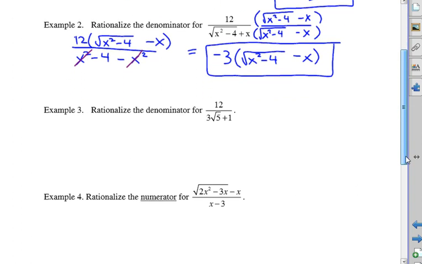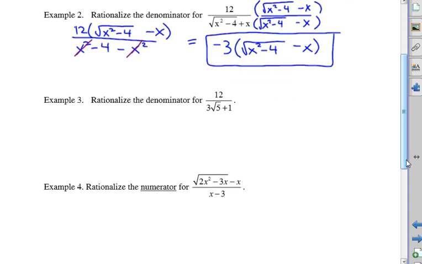Okay, do you want to try the next one on your own? Usually with simplification, yeah, you do. Try this next one on your own.